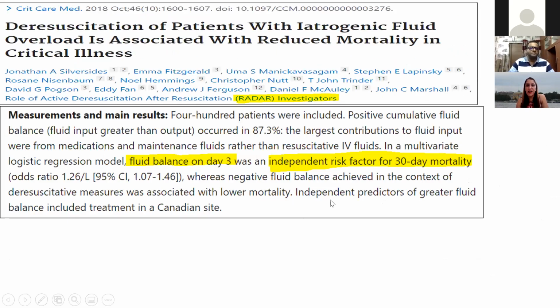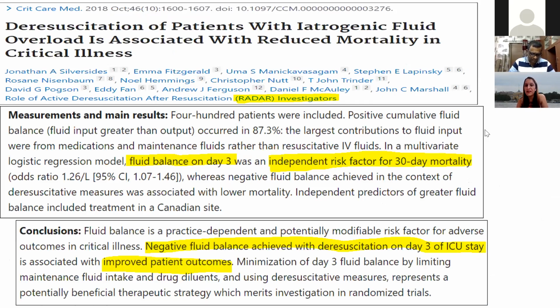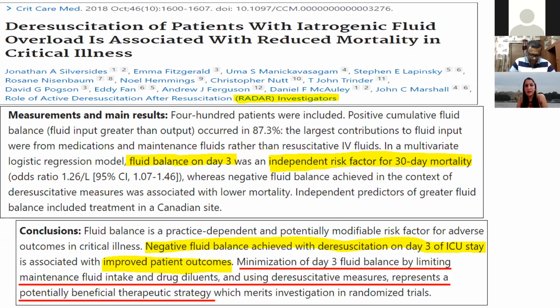Another study by the RADAR investigators, done on over 400 patients, showed that fluid balance on day 3 was an independent risk factor for 30-day mortality, and negative fluid balance achieved with de-resuscitation on day 3 of ICU stay improved the outcome. So the conclusion was that minimization of day 3 fluid balance by limiting maintenance fluid intake and drug diluents, using de-resuscitative measures, represents a potential beneficial therapeutic strategy.